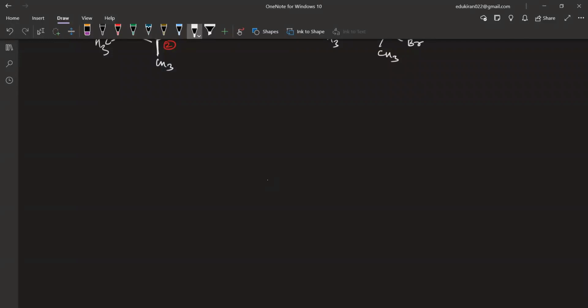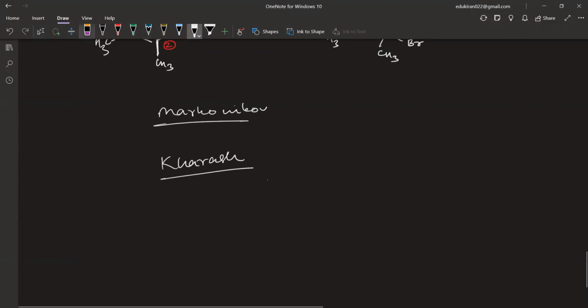Let me tell you a bit of chemical history. So Markovnikov, and there was one more guy, his name was Kharash. I think they both were working in the same university, in the same department also, but their labs were different, I think.